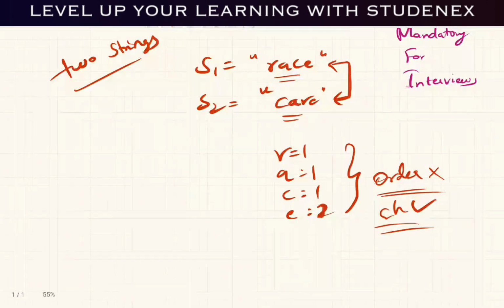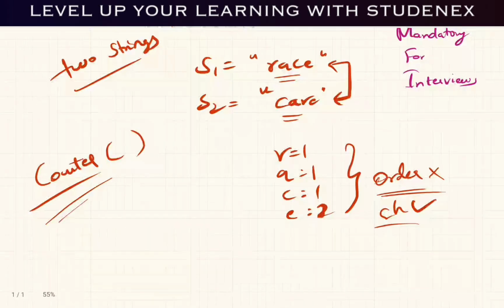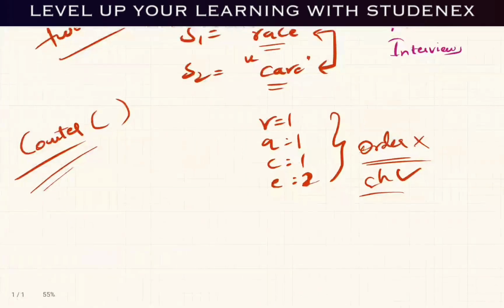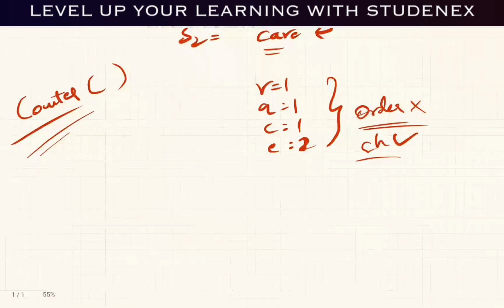If you saw the last question, we used a Python function called Counter, which counts how many times each element has occurred. Practically, we can use this Counter right here. It's a very basic thing. We can use Counter here, with S1 as race and S2 as care.